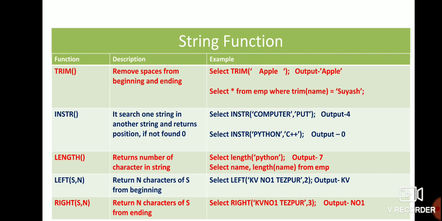Next is right s comma n. It will return n characters of s from the ending. Okay, select right KV number 1 Tejpur. So from the right it will display, like KV number 1, after that there is some space, so space it will not count. Number 1, NO1, is the three characters displayed from the right side of the word.